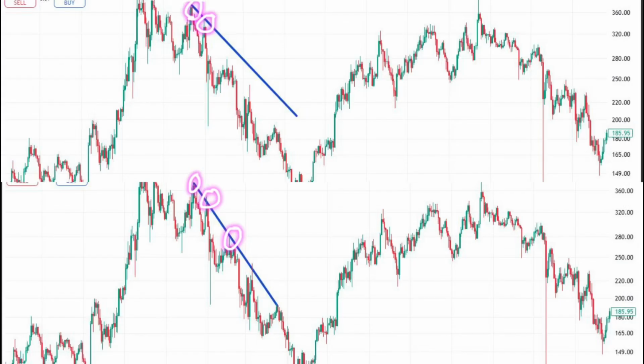4. 2 points equals a draft. 3 points equals a real trend line. A trend line drawn with only 2 points is just a sketch. You don't trade off it, you don't react to it, you just watch it. The third touch is where the trend line becomes legit.